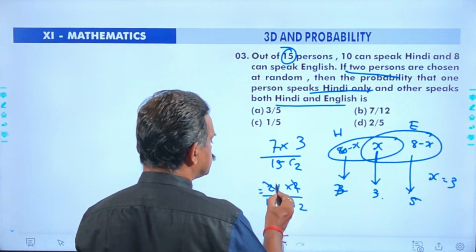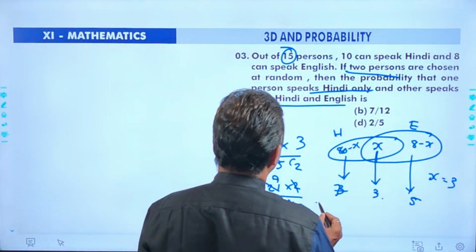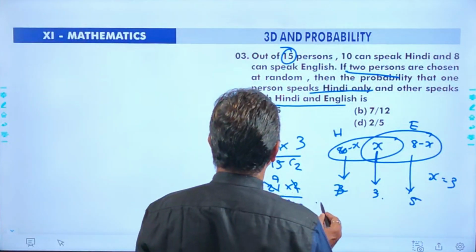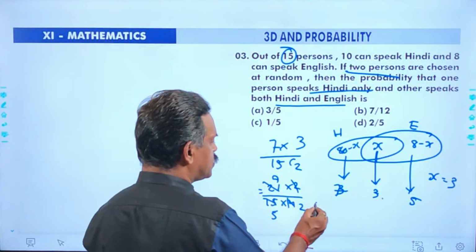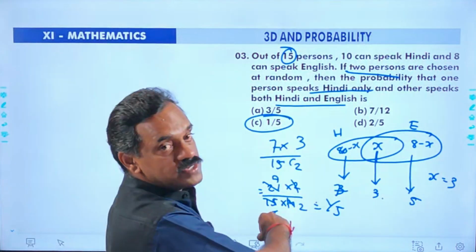So this becomes 7, this becomes 5. This cancels. So 15 into 14 by 1 into 2 reduces to 1 by 5. The choice is given by choice C.